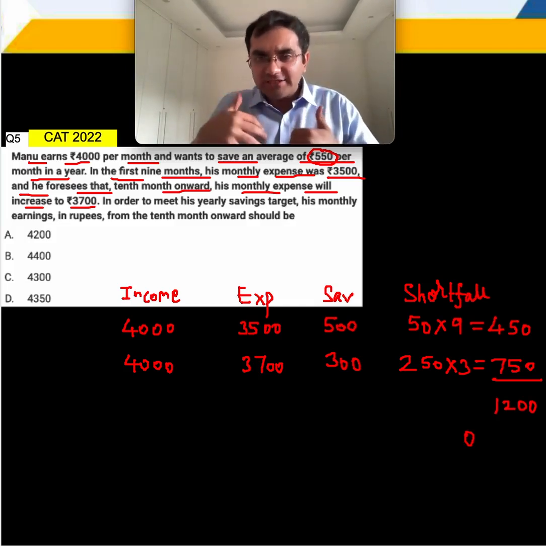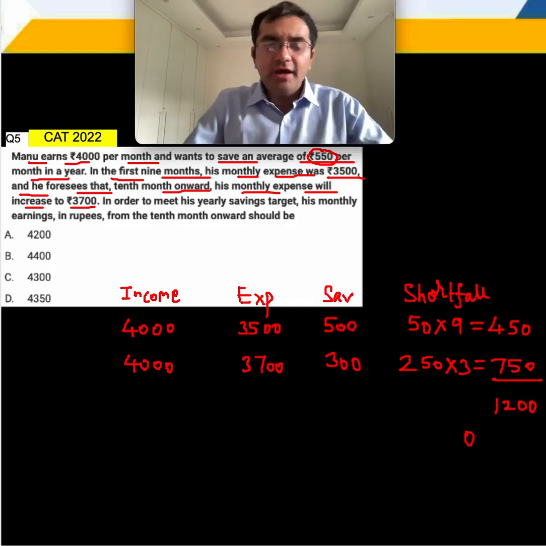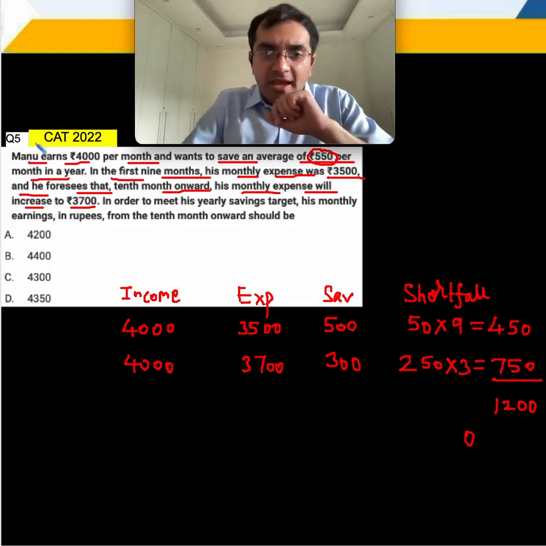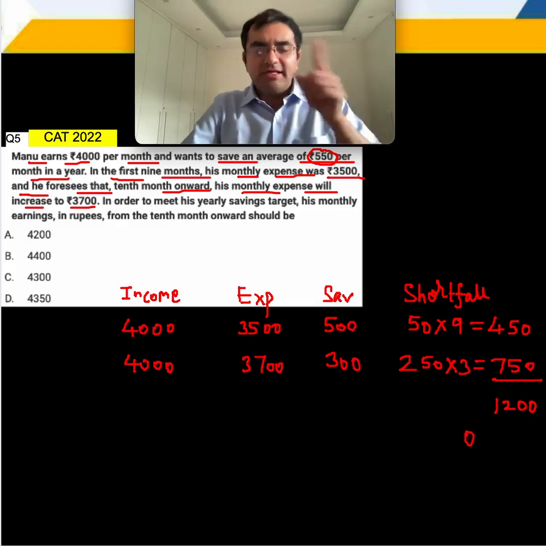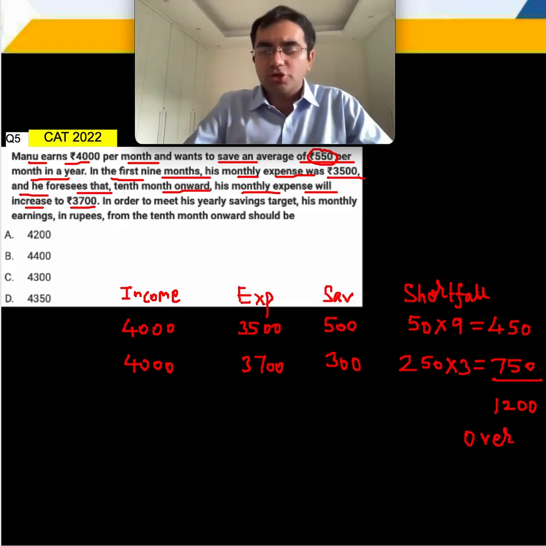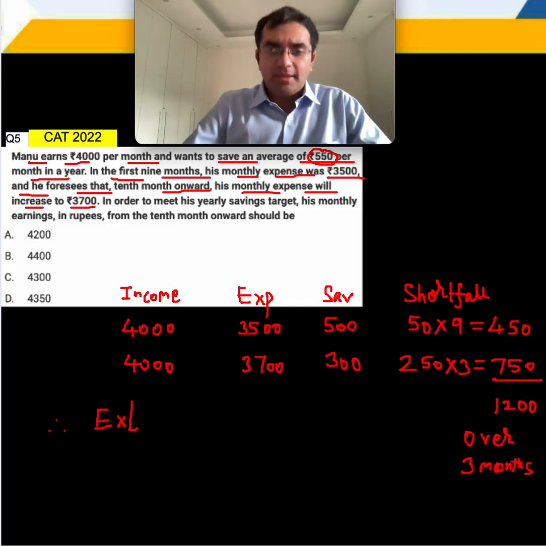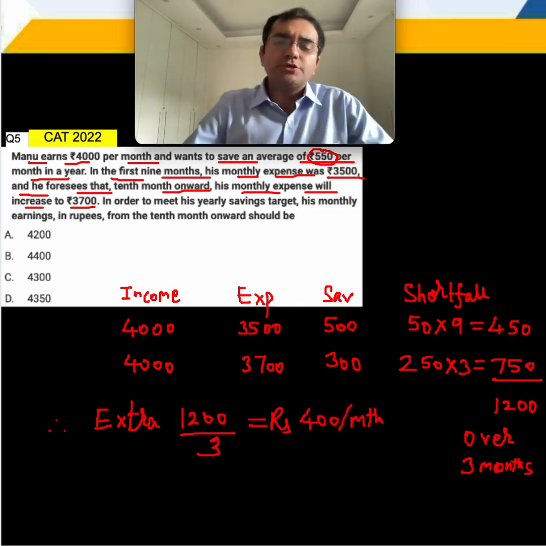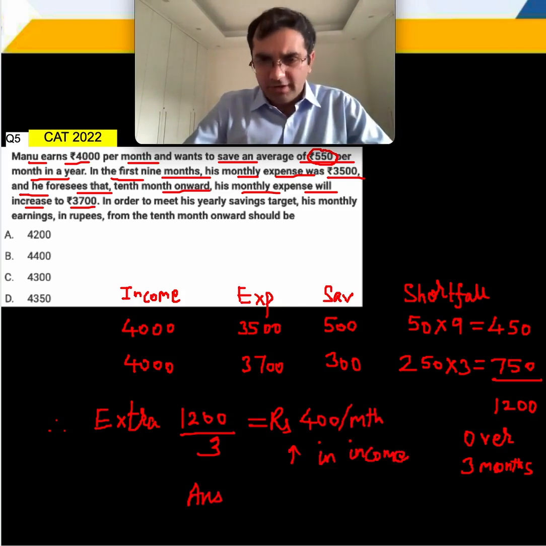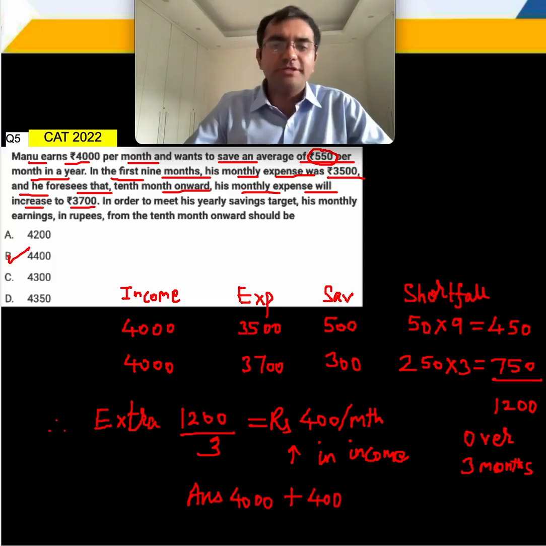1,200 rupees has to be met or covered in the last 3 months, because it says that in order to meet his yearly savings target, his monthly earnings from 10th month should be, 10th, 11th, 12th, last 3 months. So 1,200 rupees ka shortfall has to be covered over the last 3 months. That becomes your extra 1,200 upon 3, that's 400 rupees per month extra kamana padega. So 4,000 plus 400. The answer is 4,400 rupees per month. B part is the right answer for question number 5.